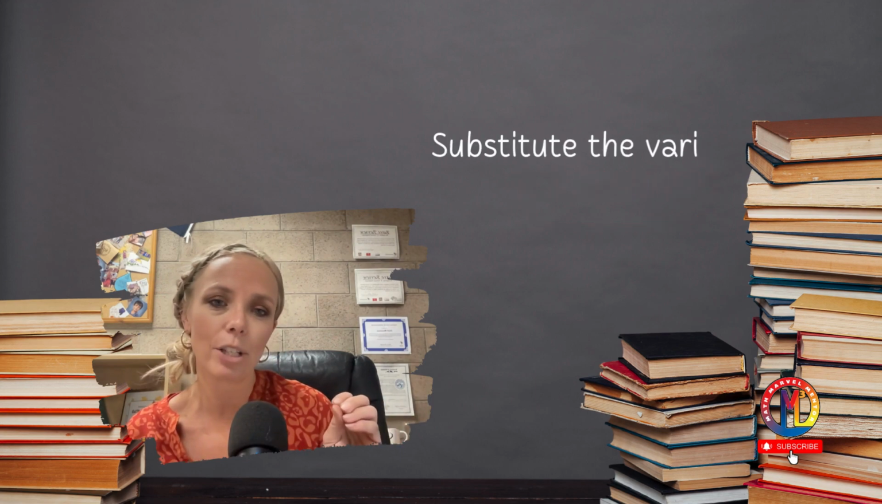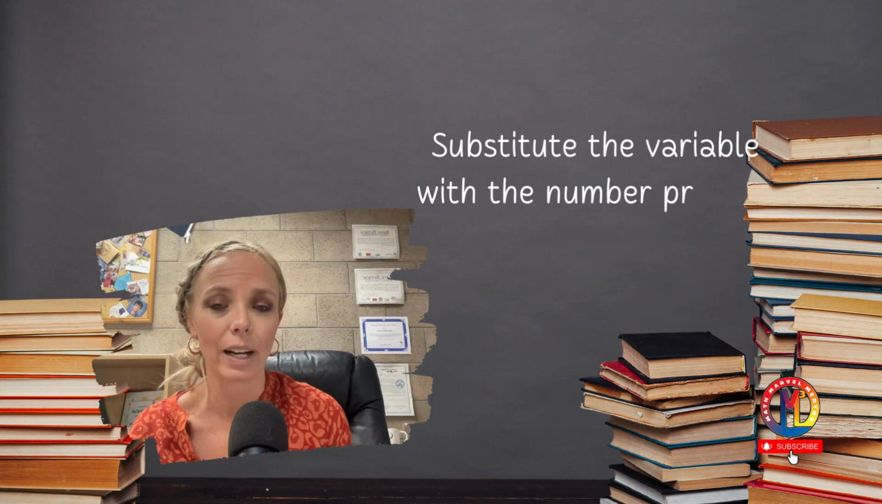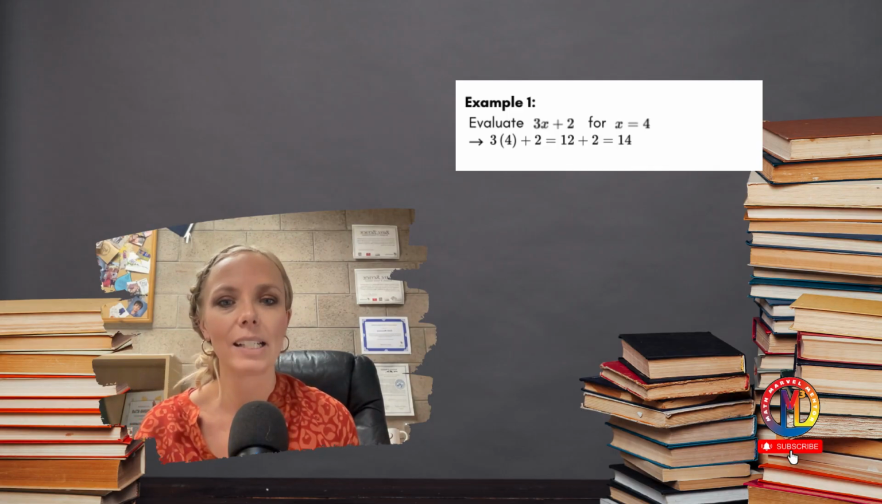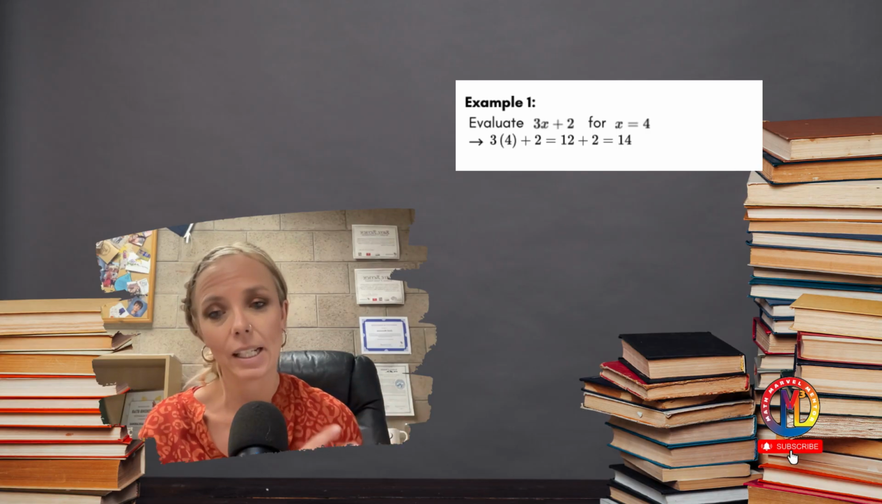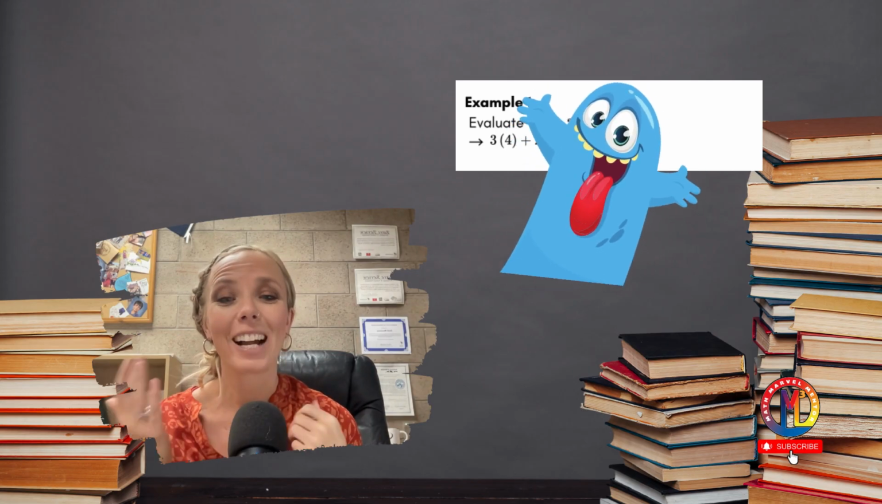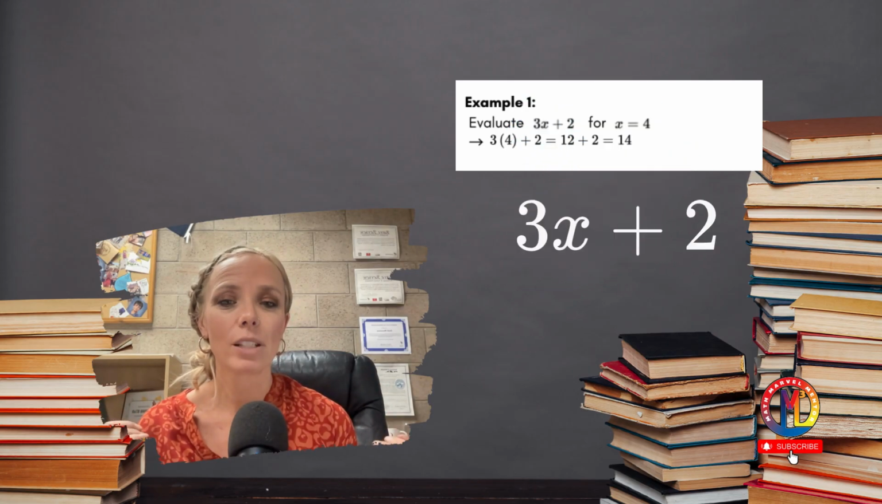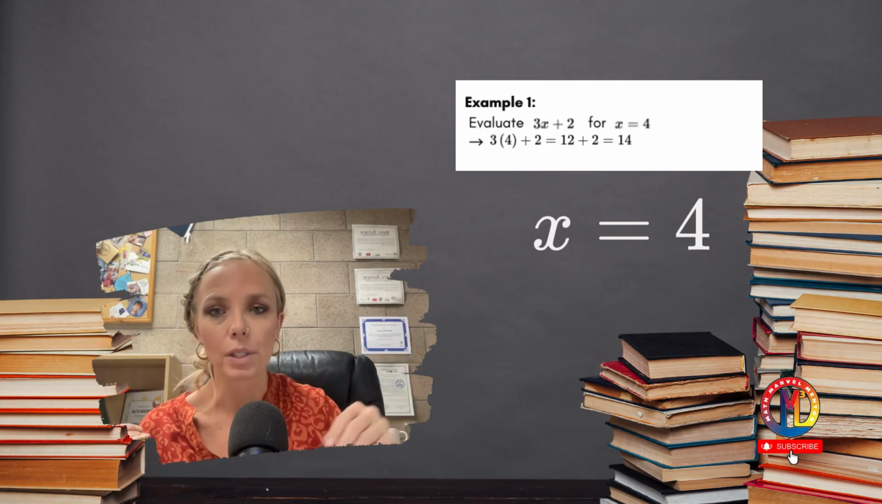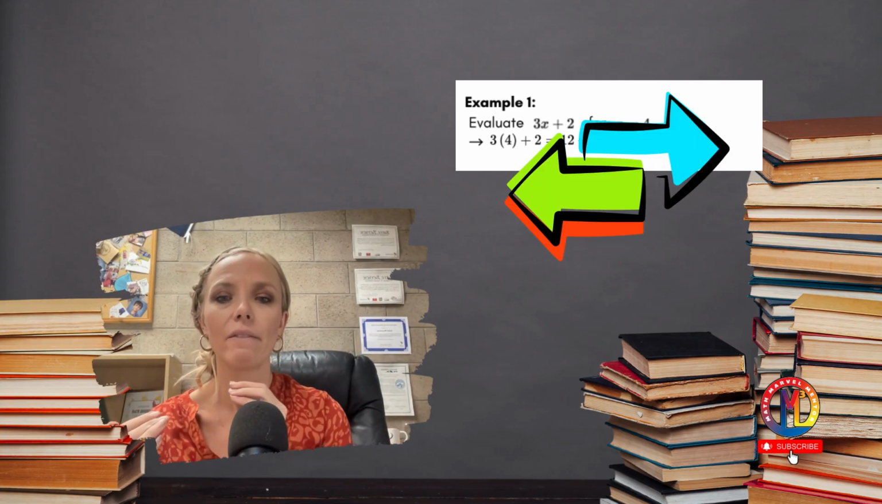So there's two things we're going to do to start off. We're going to substitute the variable with the number that's provided. So let's look here at example 1. We have evaluate 3x plus 2 for x equals 4. So 3x plus 2, and then we know what x is. x is 4. So now we are going to substitute or plug that value in.